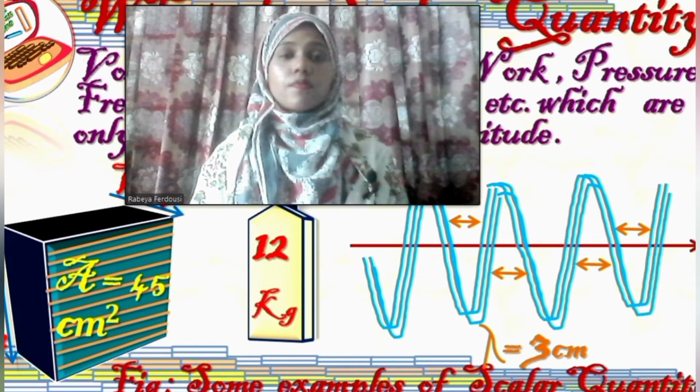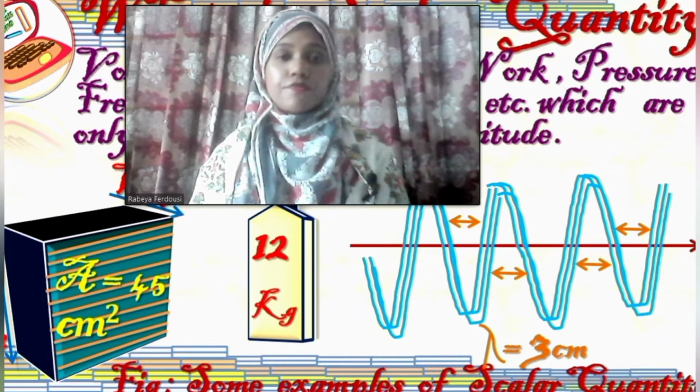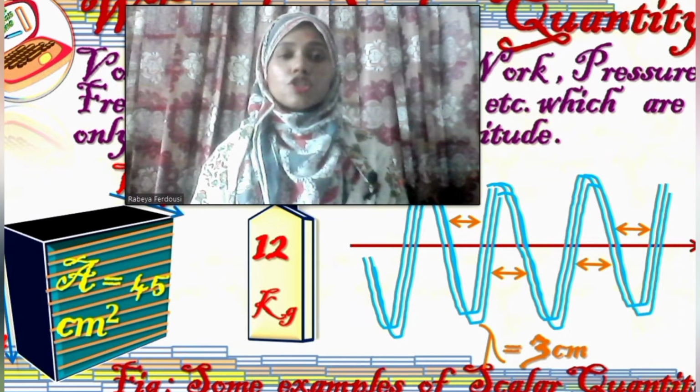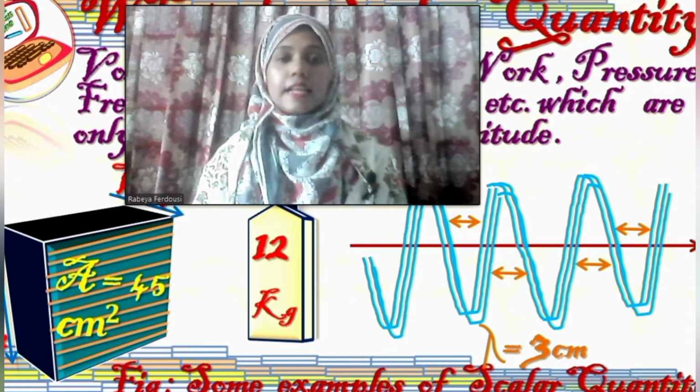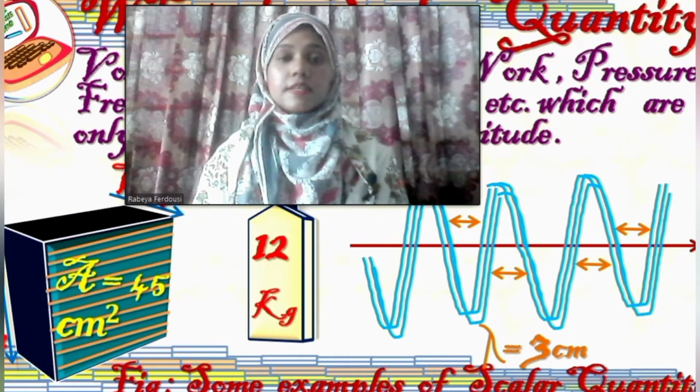Second one is about the mass of a cylinder. Here we can see the mass of this cylinder is 12 kg, which refers to the amount of the material from which the cylinder is made. Hence, 12 kg refers to the amount of the material and does not have any type of direction. So, we can say 12 kg is a scalar quantity.